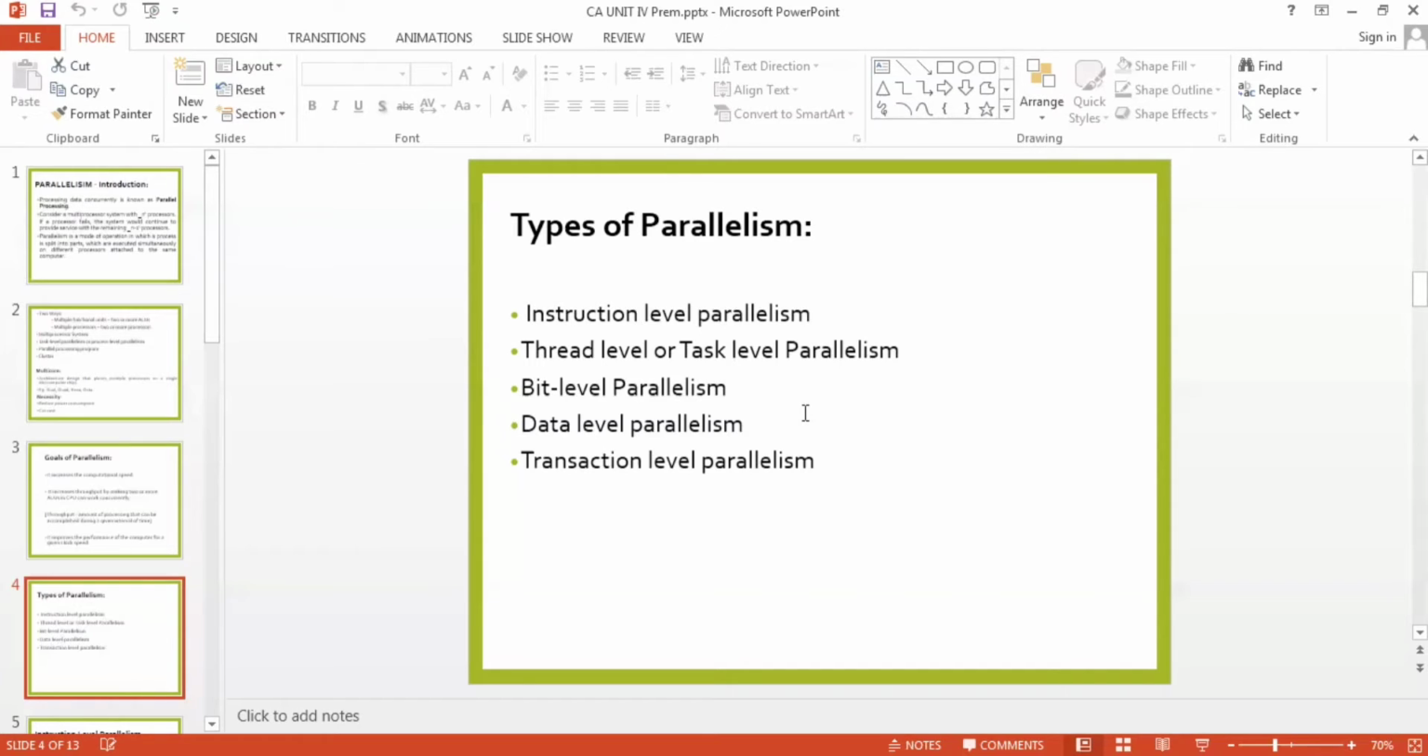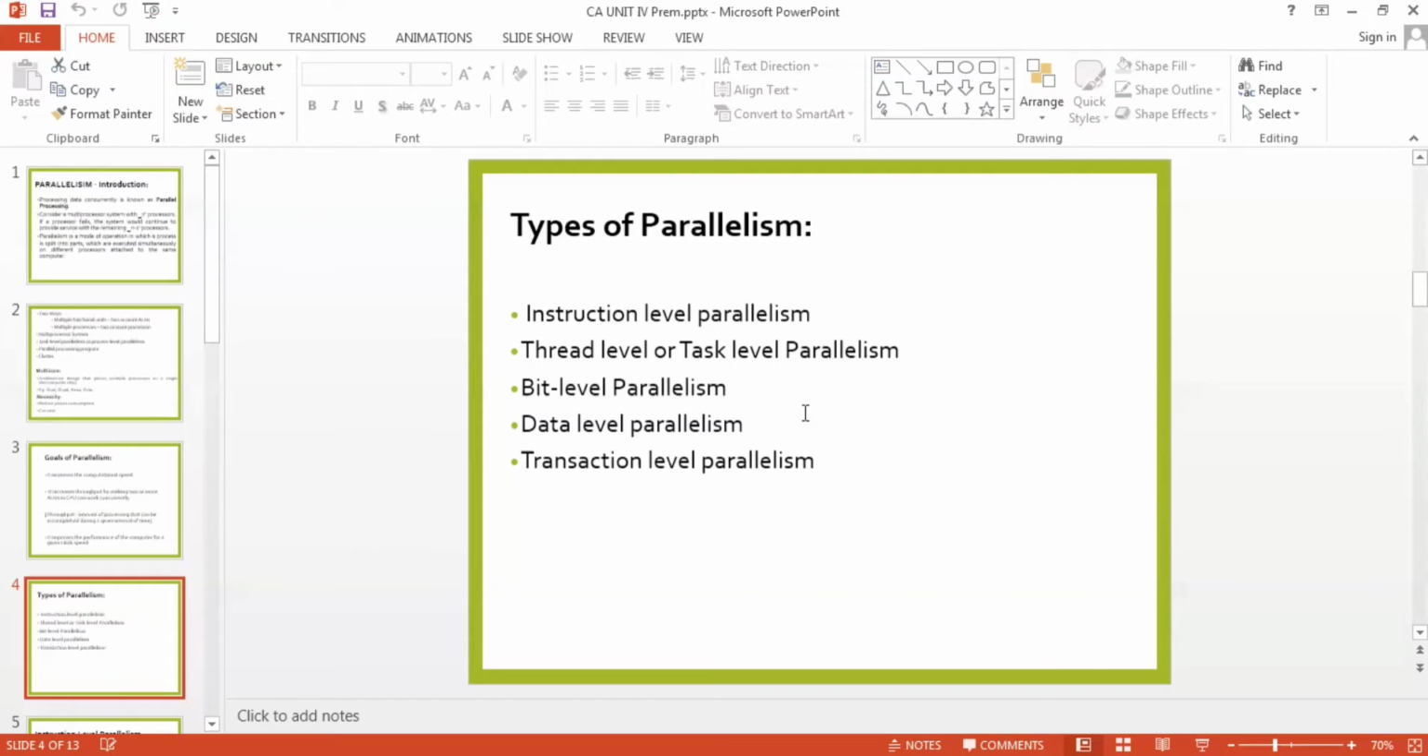Next one, thread level. The process can be split with the help of tasks. For example, if you have a program of more than 100 pages, we can have a sub function for executing each part. In C language, we use sub functions. Instead of having the whole program under the main function, we have n number of sub functions, which are represented as tasks. The instructions are combined into a single task, and that single task is allocated to the processor. That is thread level or task level parallelism.